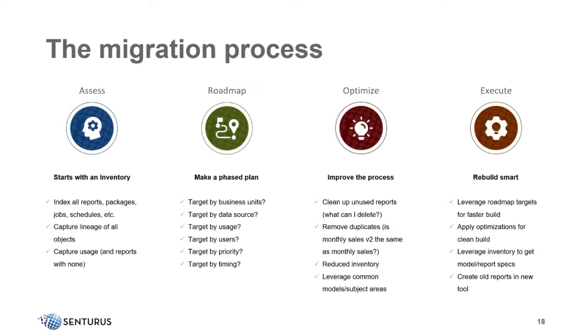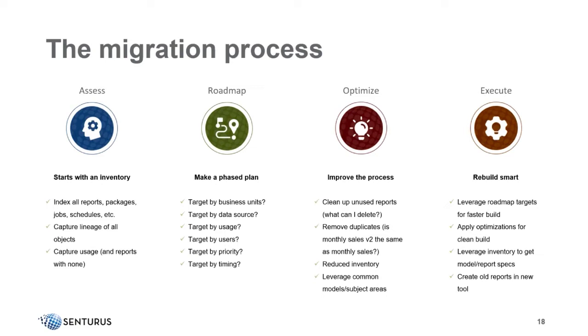Once you've got that list, again, you want to go ahead and optimize. Can we get rid of some of these reports? What can we delete? What can be left behind? Do I have a lot of duplicates? How similar are these other reports that have different naming conventions but look like they're the exact same report? And just leverage a lot of common models, subject areas. If I want to move over a bunch of reports, do I have to create 20 different models, or are they all leveraging the same tables, and I can just build one master model to address all those reports?